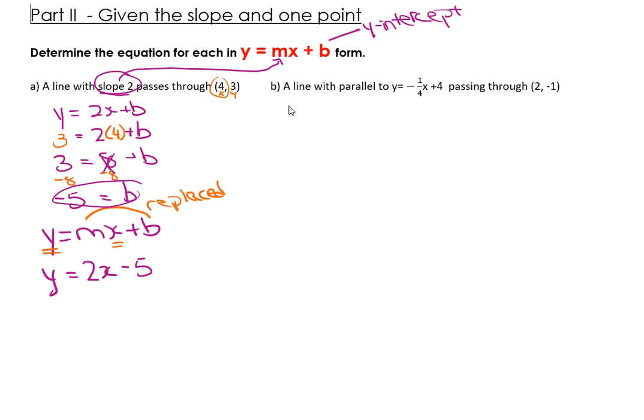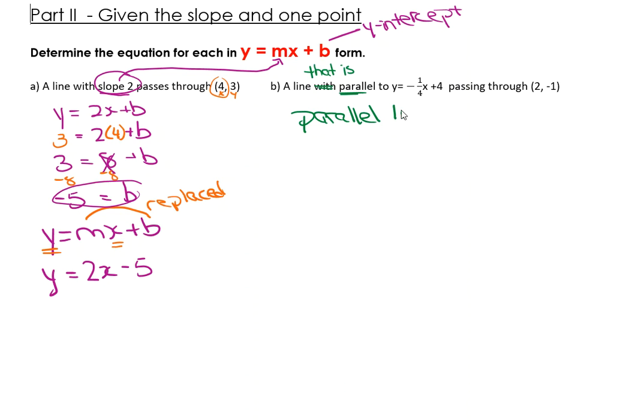Now we'll do one more, and that's it. A line, that's supposed to say a line that is parallel. So let me just fix that. A line that is parallel to y equals negative 1/4 x plus 4 and passing through this point. This one's a little harder than the one we did before. The one we did before told very clearly what the slope was. It's not being really clear what the slope is, but if it's parallel, remember that when lines are parallel, lines have the same slope.